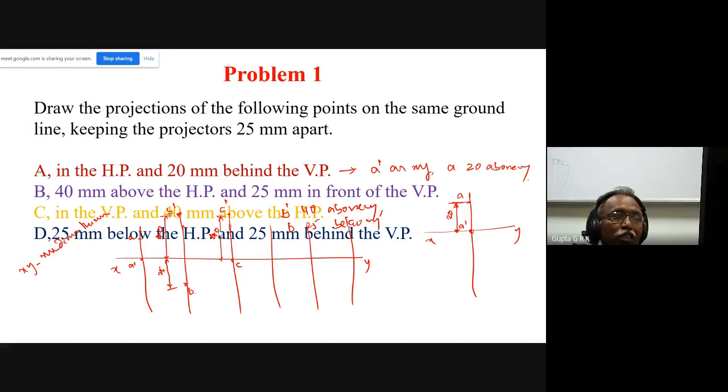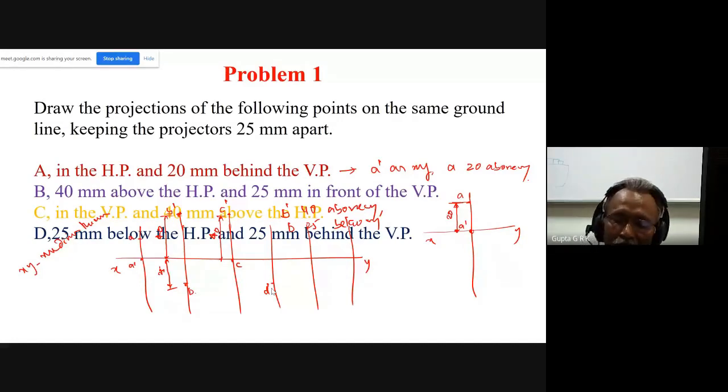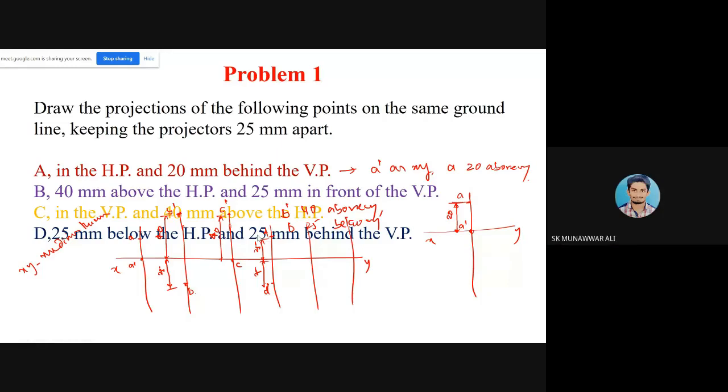A point below HP, front view is below XY. So D dash below XY. What is the distance? 25. So 25 below is D dash. And D is 25 behind VP. Behind means above XY. So small d, 25 above XY, we will get. So this is 25 and this is 25. Like that. Is it okay? Yes, sir.